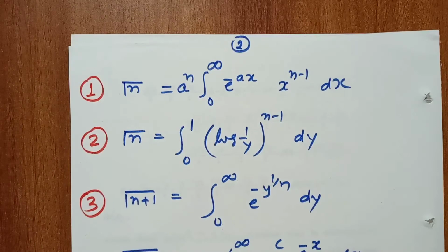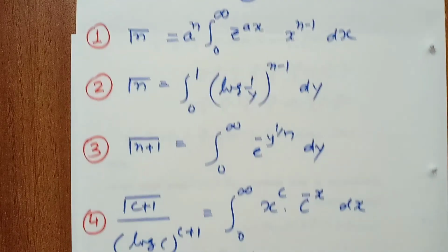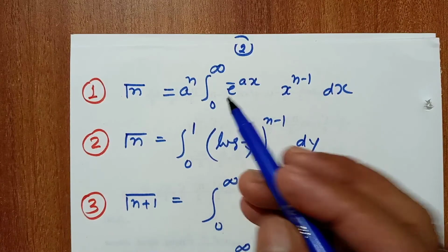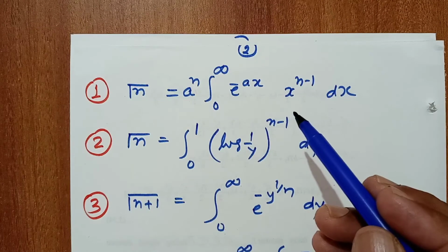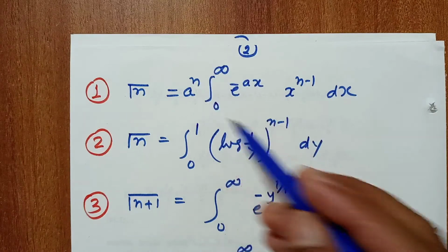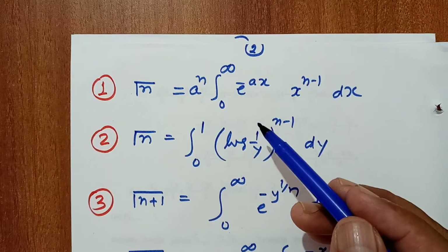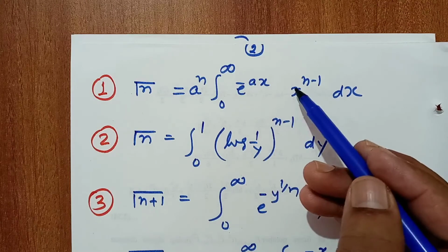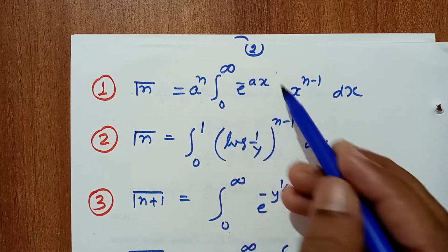So there are many questions like these. First you see the integration limits: when the limit is 0 to infinity, remember that it relates to the gamma function. So what is the definition of the gamma function? It is the integral from 0 to infinity of t to the power n minus 1 e to the power minus t, or x to the power n minus 1 e to the power minus x.